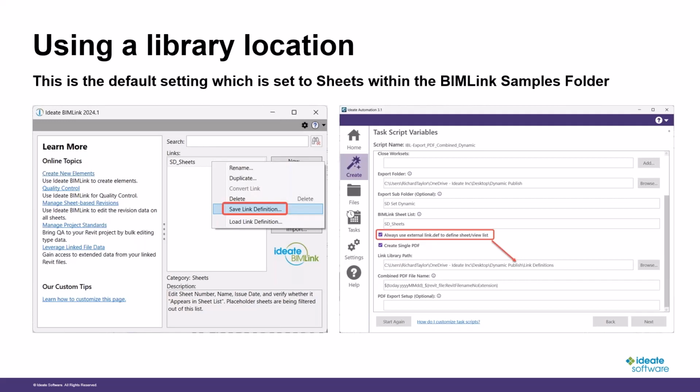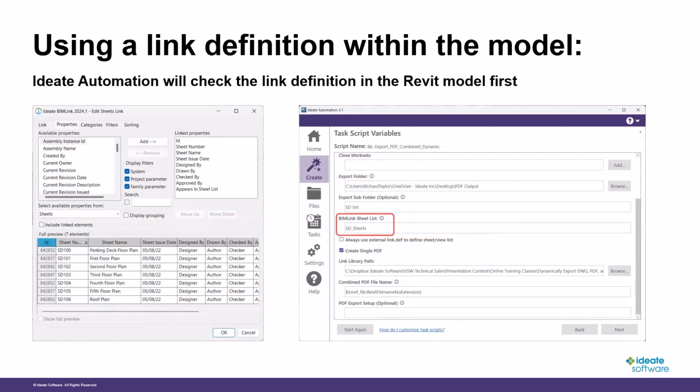If that is unchecked, it's going to look by default in the model. And even if you have this unchecked where down below it says always use external link, in this case, the first thing it's going to do is look at SD underbar sheets. Is it saved in the Revit model that I'm selecting? If it's not, then it's going to go out to the default, which is the samples directory, and see if it's there as well. So it's kind of a hierarchical process here.